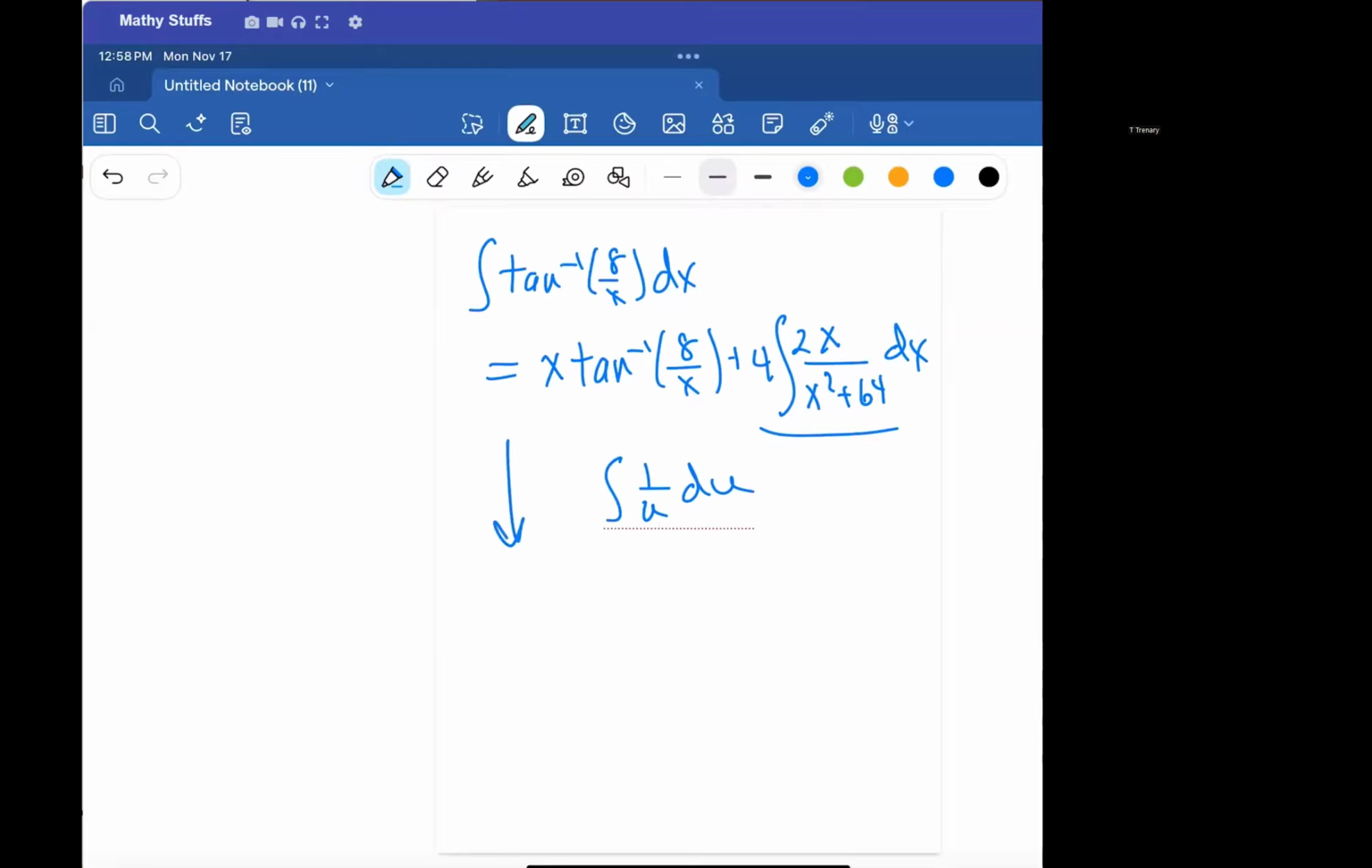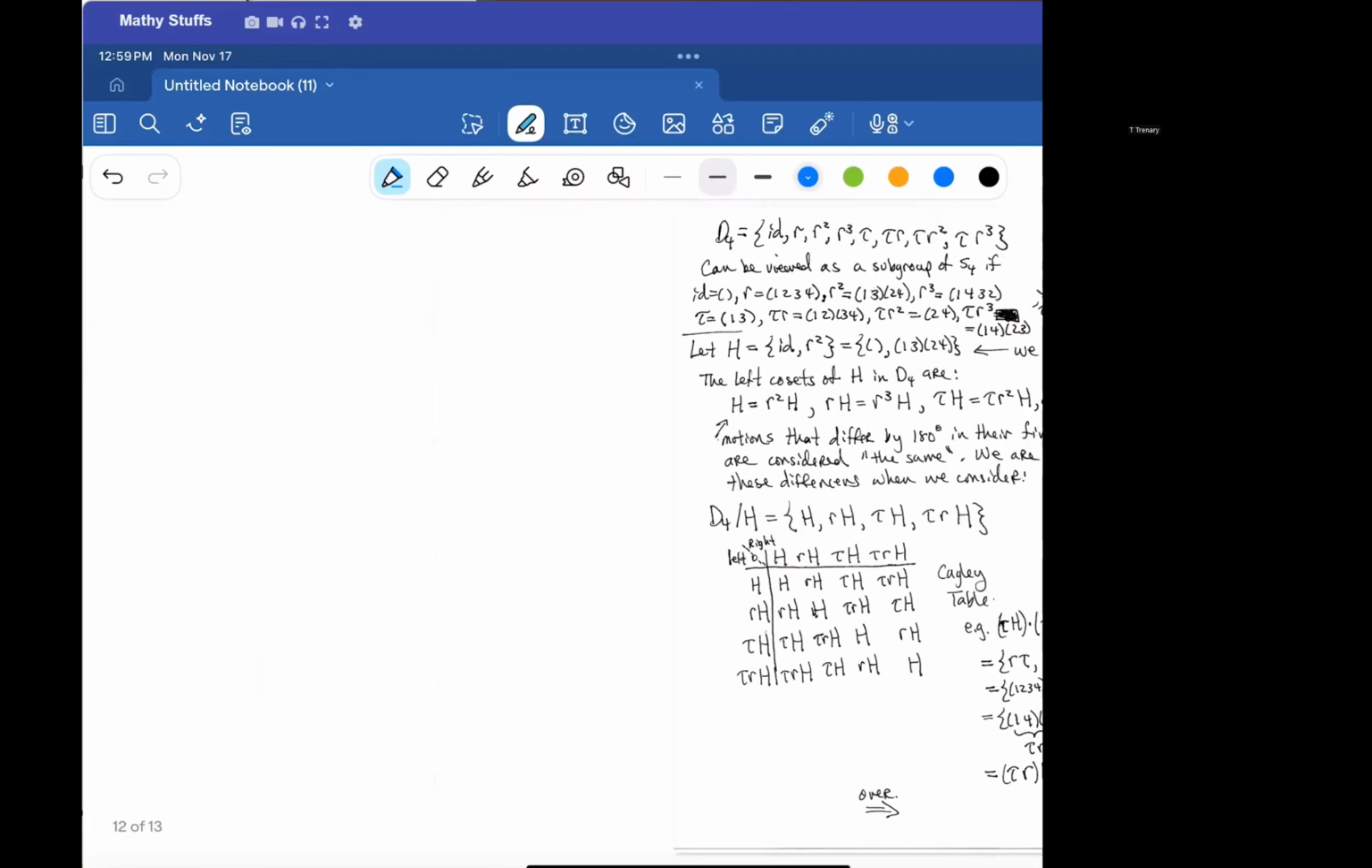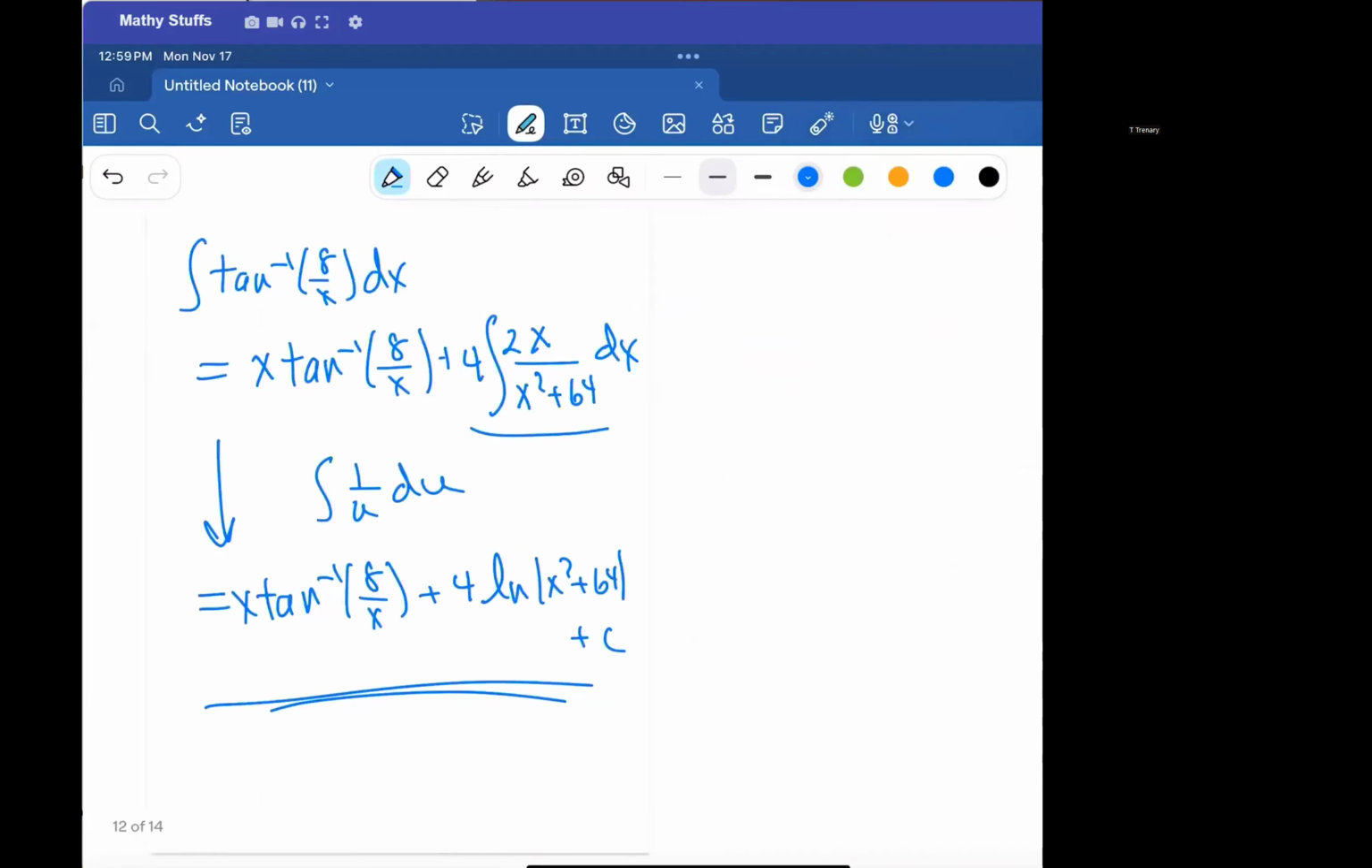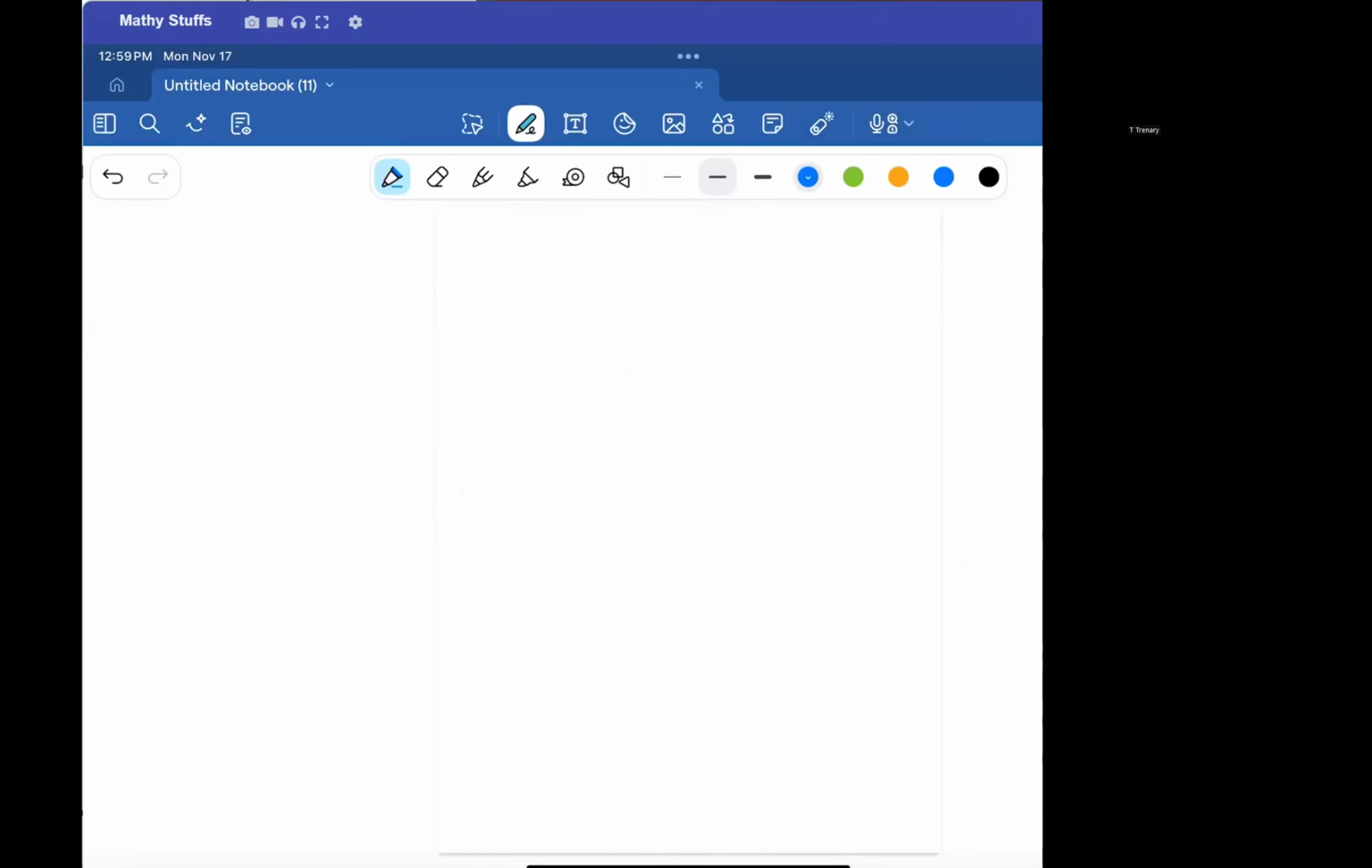So this actually is equal to x inverse tan 8 over x plus 4, and since that's a natural log form, natural log of x squared plus 64 plus c. We don't need those absolute value signs on there, but I'm just going to leave them there. And that is how we rock that one. And I did it again. You can't have too many successes. Need to stay humble. I got one more that I want to work for you.